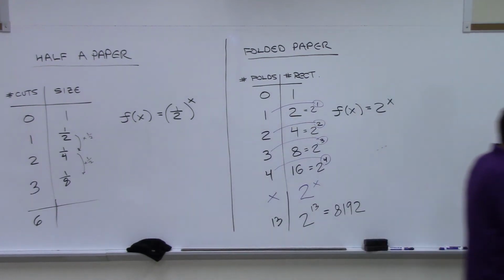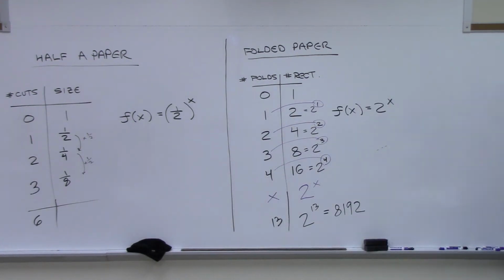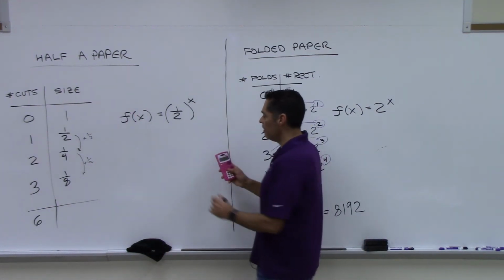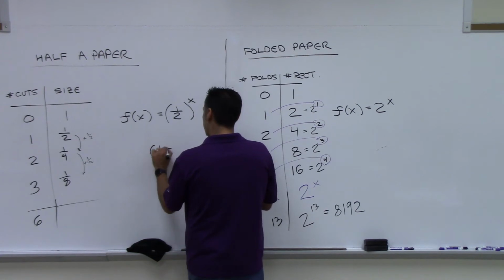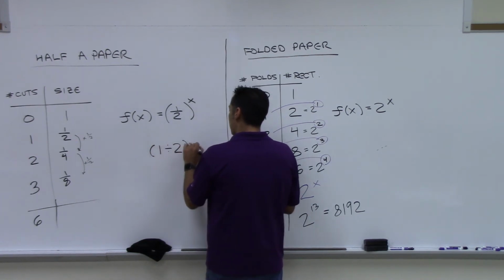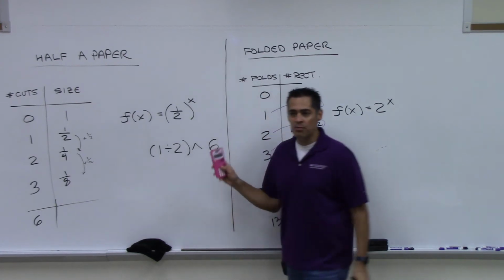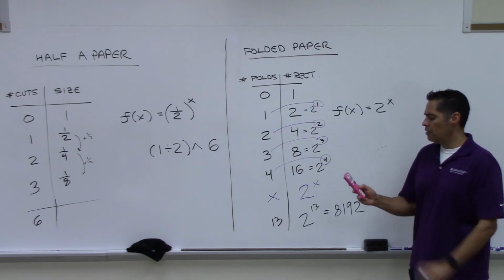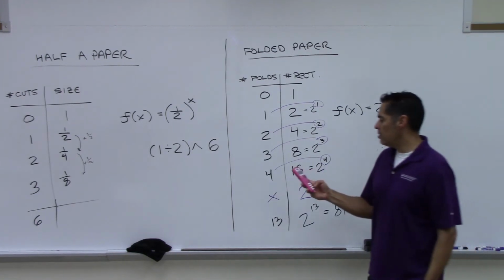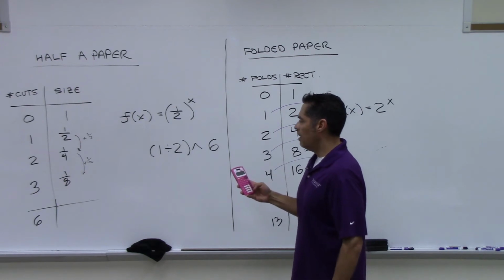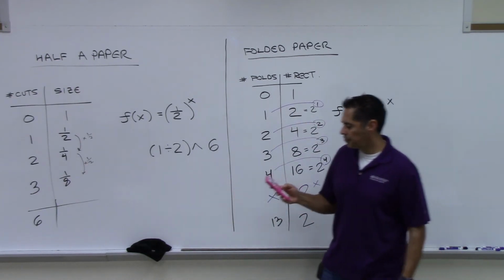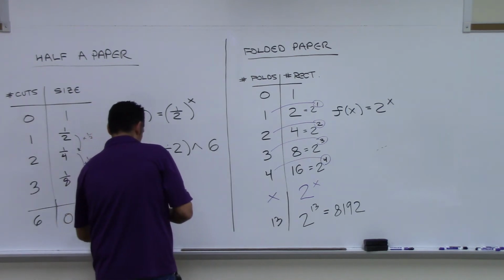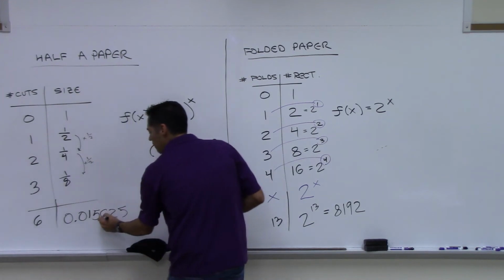So the question is, how do you type this into your calculator? How do you type in 1/2 to the x? On this calculator that I have, which is recommended for this class, I'm going to put parenthesis 1 divided by 2, and then I'm going to do my caret key, and then I'm going to do 6. That's where I'm going to type it in. Parenthesis 1 divided by 2, close parenthesis, raised to the 6th, and someone want to tell me what they get? 0.0152625, something like that.